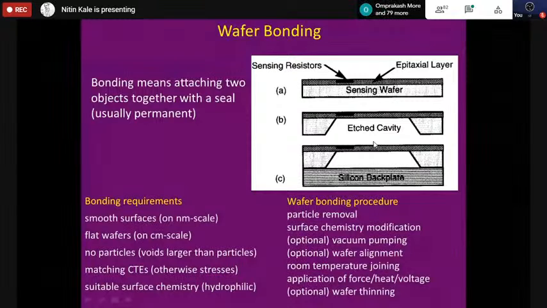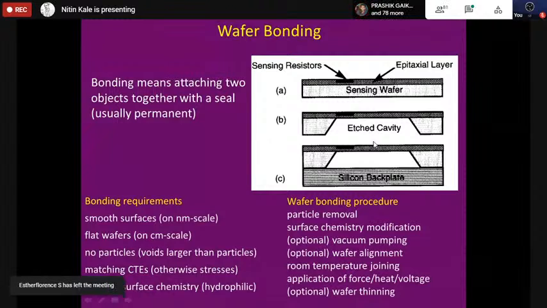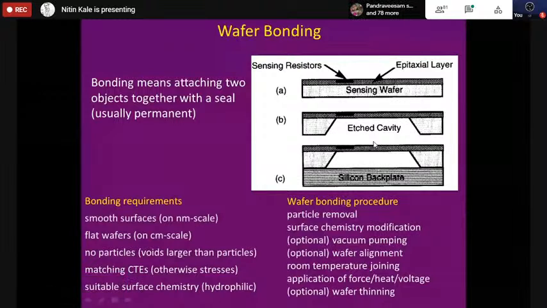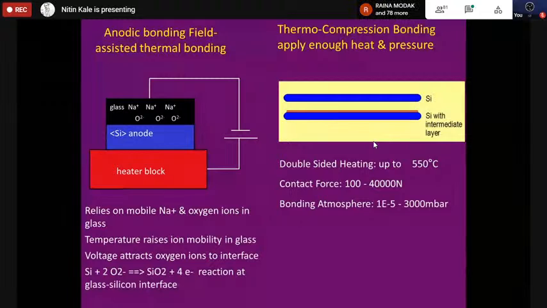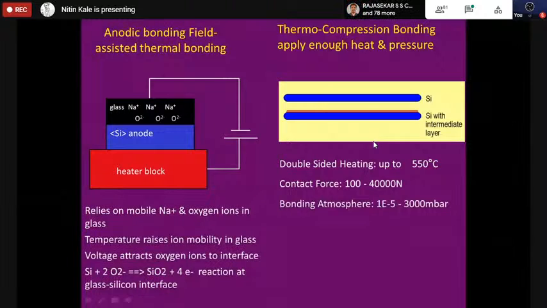There are certain requirements. For example, it should be very smooth, it should be very flat, no voids, the thermal expansion of the two materials should be the same, etc. There are two popular methods. One is called anodic bonding, and second is called thermocompression bonding. In thermocompression, you essentially have a glue layer here, and glue is not the actual glue, but some other layer. And then what you do is you raise it to high temperature, apply a huge force, and it sticks.